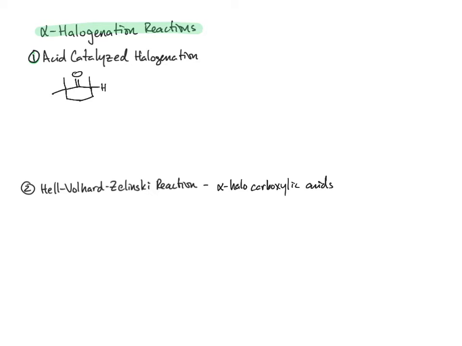we can see that it's a ketone, and it has an alpha carbon here and another alpha carbon, which we'll call alpha prime. So I want to point out the difference between the two. Alpha prime is called non-enolizable, and alpha is enolizable. The reason that alpha prime is non-enolizable is because it is not bearing any hydrogens. The alpha carbon has one hydrogen that can be enolized.